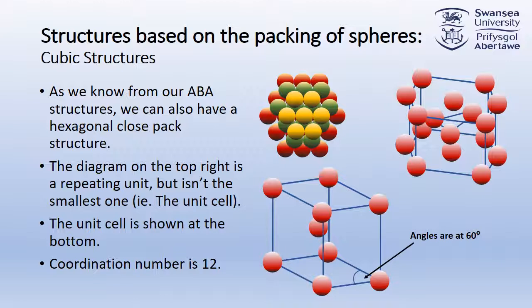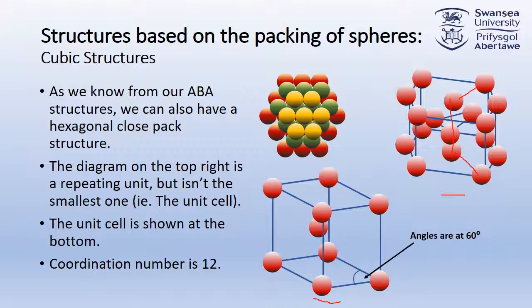Okay, so as we know from our ABA structures, we can also have hexagonal close packed structure. The diagram in the top right is a repeating unit of this hexagonal close packed structure. However, it isn't the smallest repeating unit, so it isn't the unit cell. This is the unit cell. However, it might be quite difficult to see, and I'll see if I can use my drawing skills to try and highlight it. Basically, if I draw like that and like that and like that, you might start to see this unit cell start to appear.